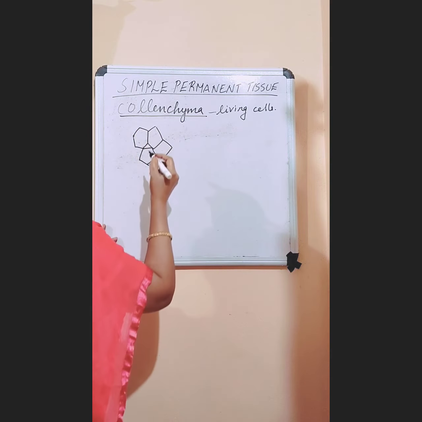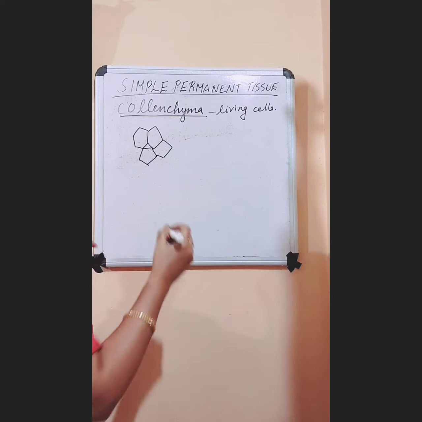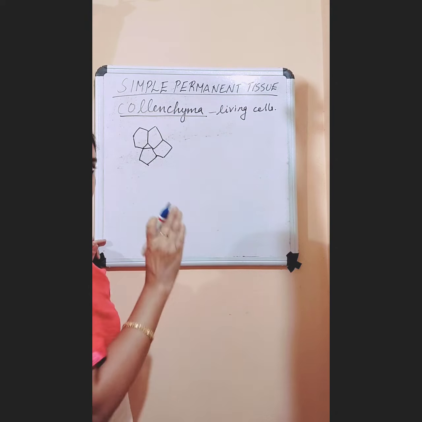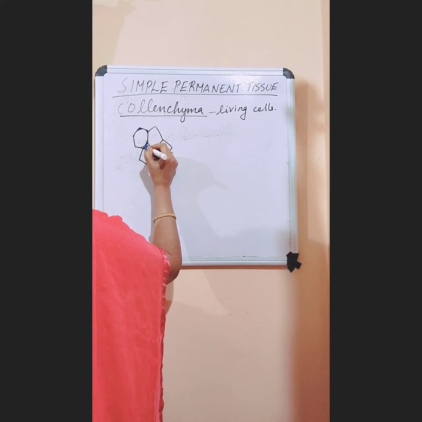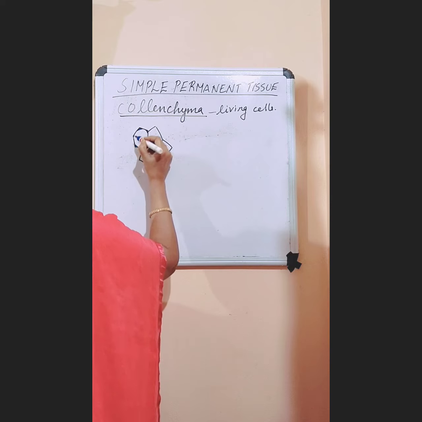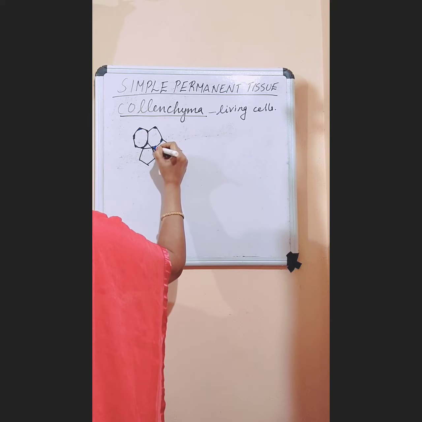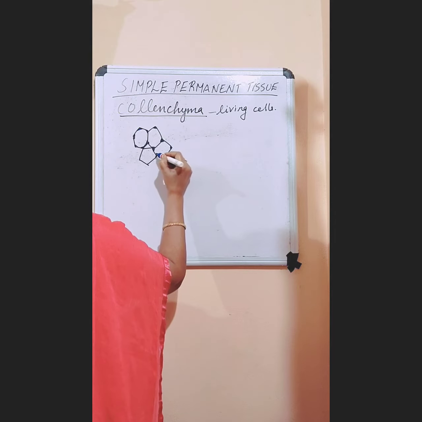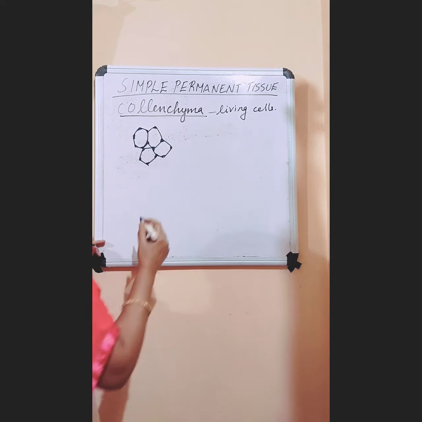So we can see only a little intercellular space in between these cells. In parenchyma we can see more intercellular space, and in parenchyma we studied they are thin-walled. Here they are thickened at the corners by extra cellulose. But in parenchyma everywhere it is thin-walled, while here it is thickened at the corners.